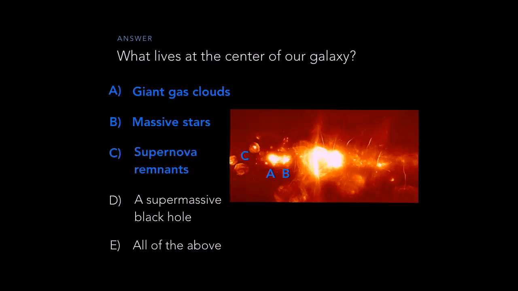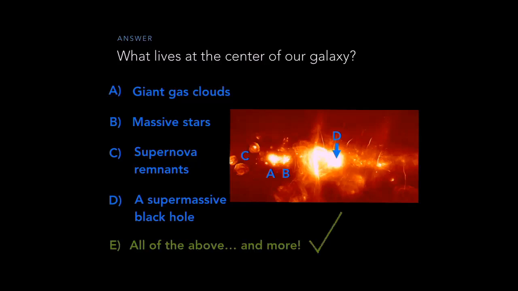These three little blobs surrounding C are all supernova remnants of massive stars that exploded in the past in the center of our galaxy. Right there, in the brightest part of this image, is a supermassive black hole that happens to live in the center of our galaxy. And of course, most of you were right, actually all of you were right. Whichever you voted for, you were right. The answer is all of the above.